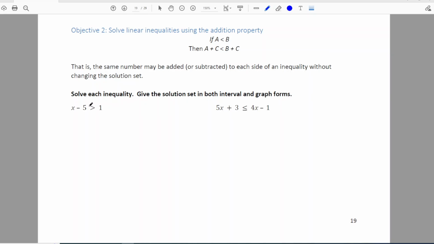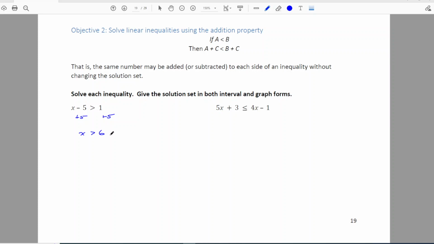like an equal sign. So we can use the addition property of equality and say that if I want to get rid of this minus 5, I could add 5 to each side of the equation and it wouldn't change the equation itself, right? I'd be left with x is greater than 6. Cool. So what that means is that any value greater than 6 is going to make this equation true.